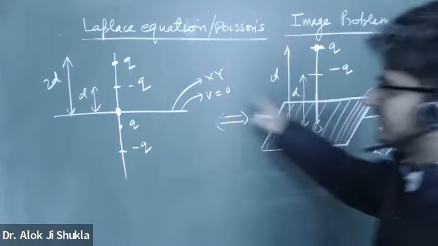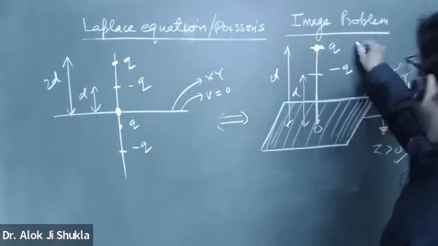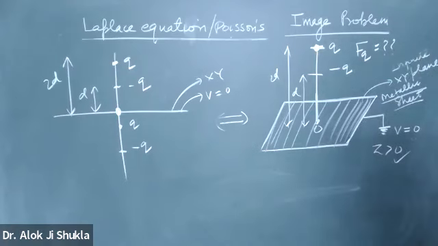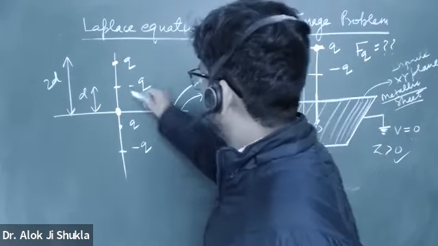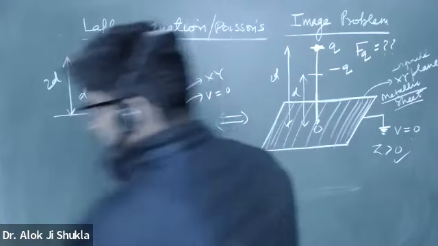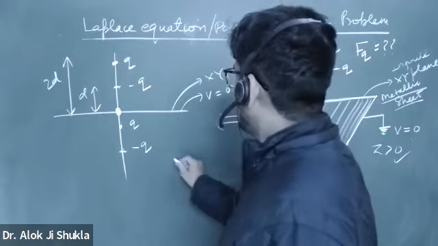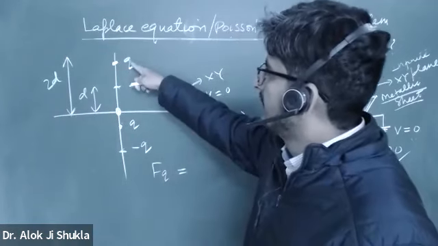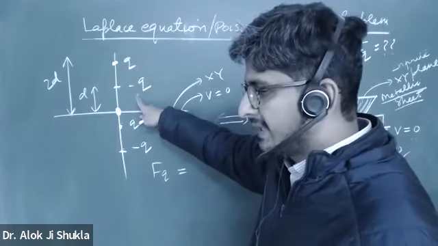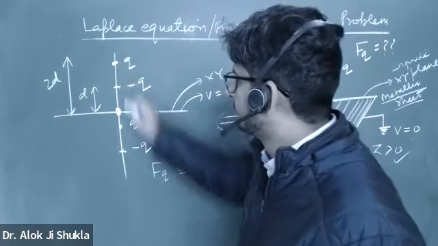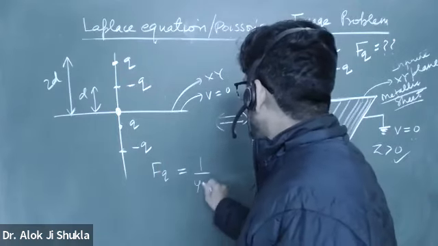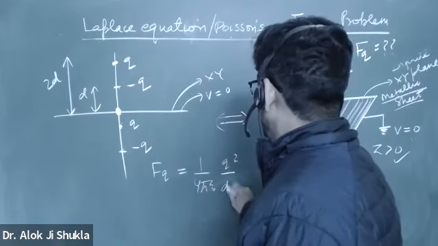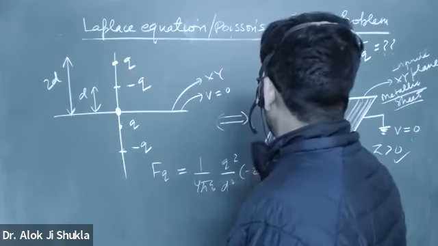So now old system is replaced by new system, and still I wanted force on Q is equal to question mark. So I will calculate force on Q here because of this, this, and this. So now superposition will be used. So force on Q will be equal to, first of all, it will be attracted downward by this minus Q charge, yes or no? So that will be 1 upon 4 pi epsilon naught Q square by D square minus Z cap downward.